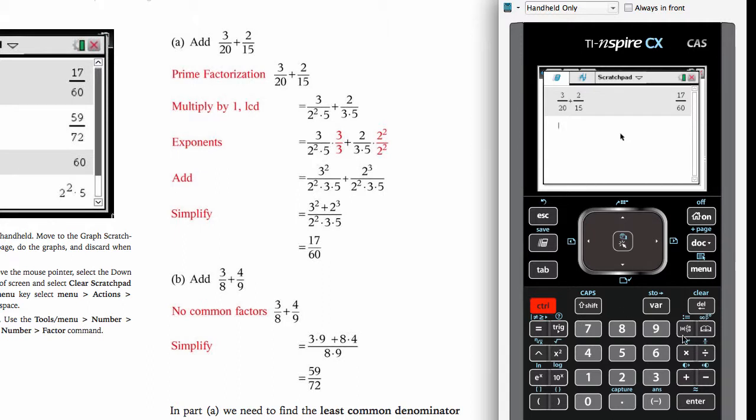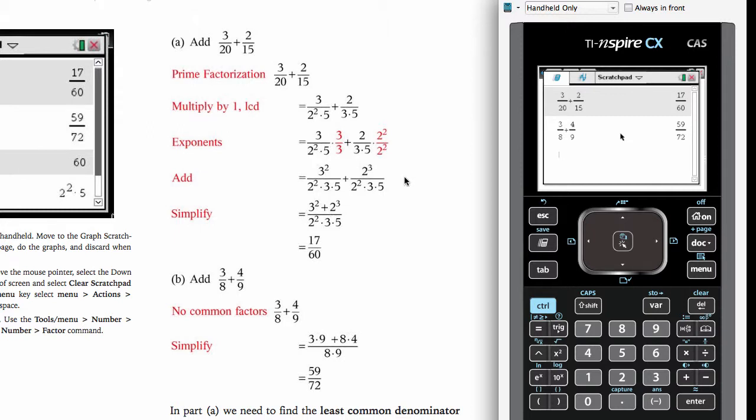Fraction template, 3/8, move over, add, 4/9, move down, press enter, get our answer.